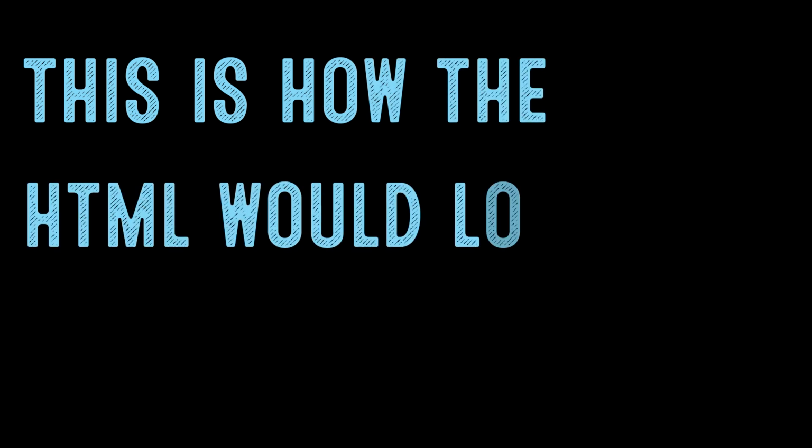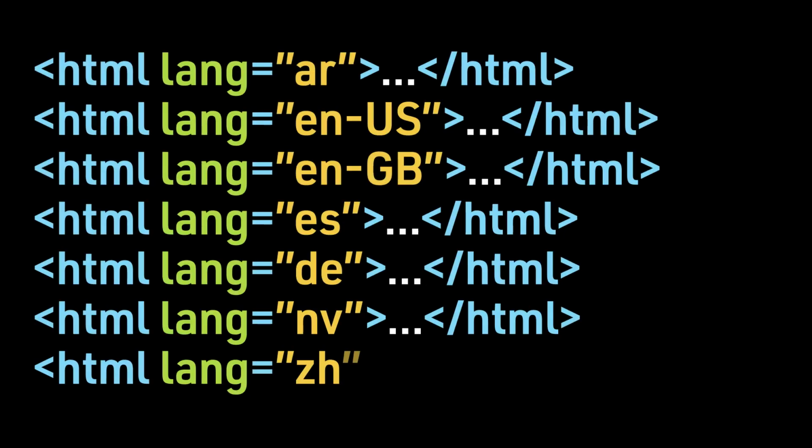This is how the HTML would look. HTML opening tag, lang equals AR, in quotation marks, HTML closing tag. HTML opening tag, lang equals EN-US in quotation marks, end HTML tag. HTML opening tag, lang equals EN-GB in quotation marks, HTML closing tag. HTML lang equals ES in quotation marks, HTML closing tag.